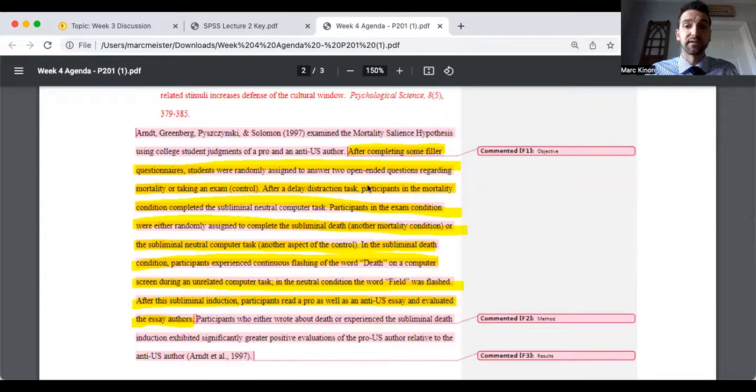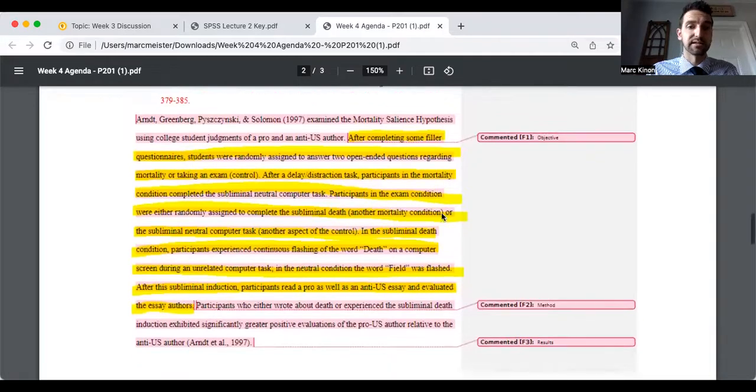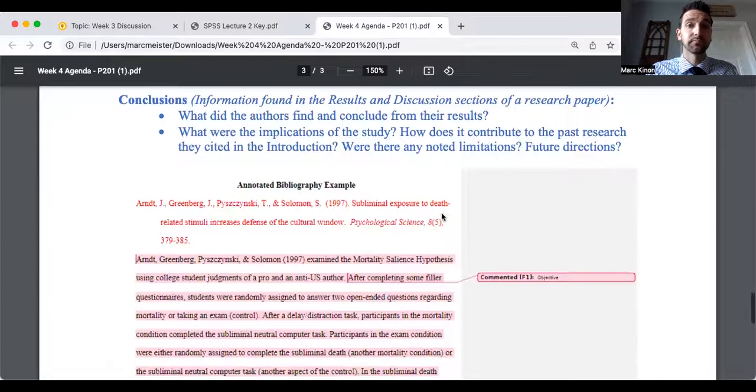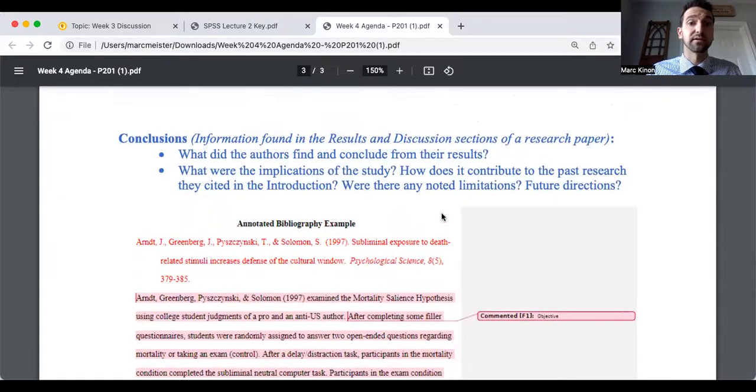Now, this method part, you're going to get from the method section of their paper. So after completing some filler questionnaires, students were randomly assigned to answer 2 open-ended questions regarding mortality or taking an exam. This is describing the study that they conducted in order to assess their hypotheses. So that's the second part of an article summary. The third part is summarizing the conclusions. And this information is found in the results and the discussion sections of a research paper.